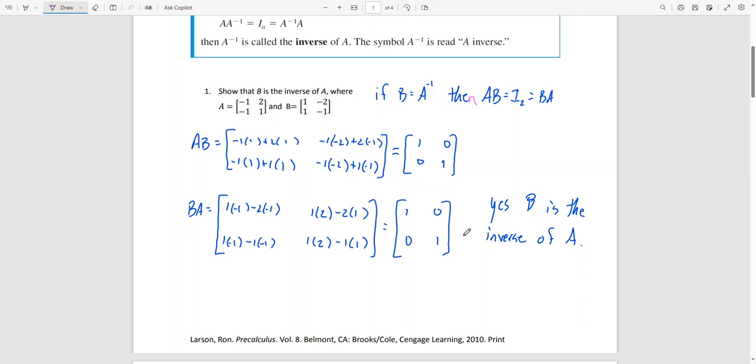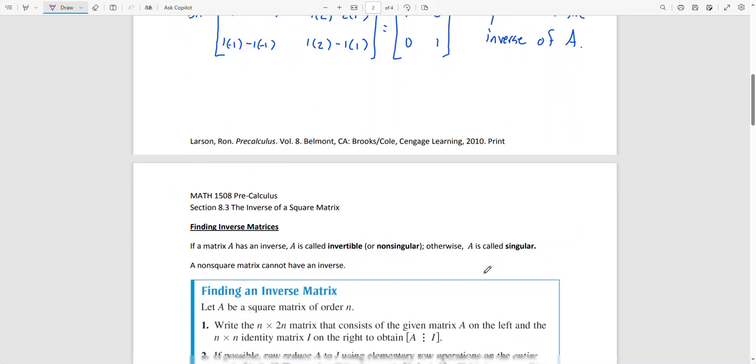So we could check, right? It's like when we had a composition of functions. We could take the composition of two functions, and if you get x out when you take the composition in either order, then we know they are inverse functions. Same idea: if you can multiply in either order and you get the identity out, then these are inverse matrices. All right, but that doesn't tell you how to find an inverse matrix.